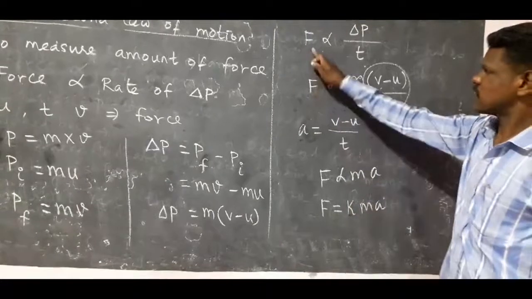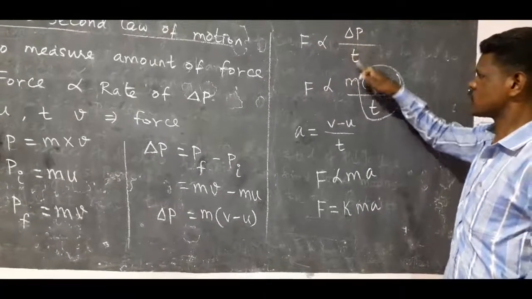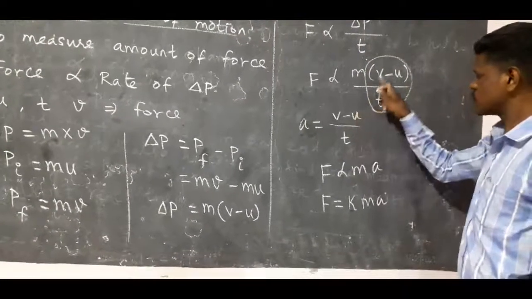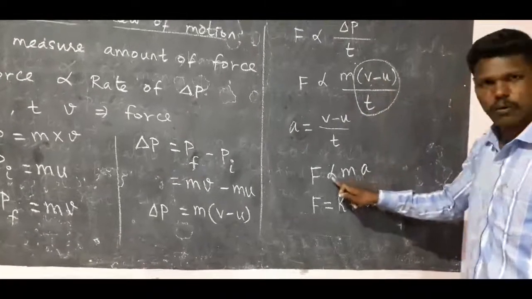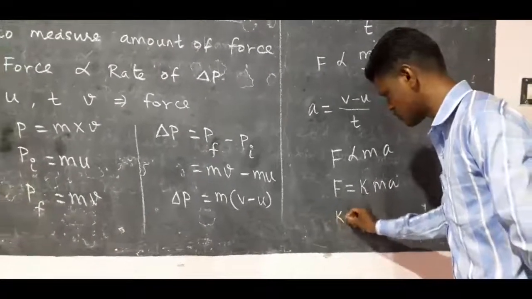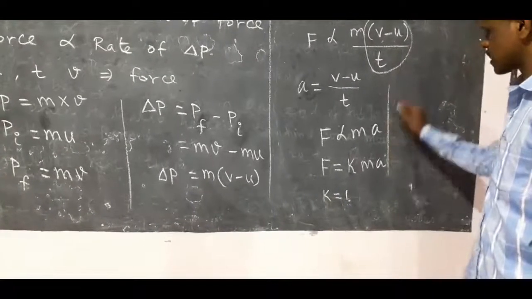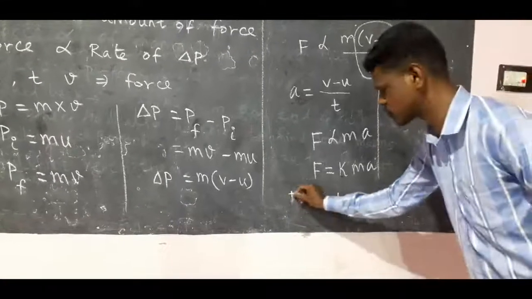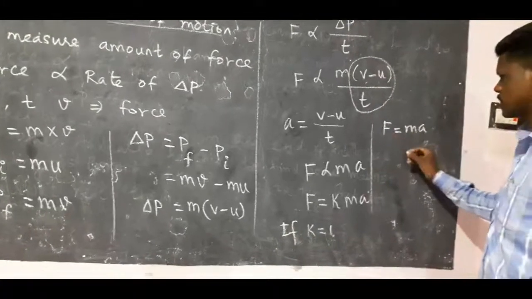First, the statement: force is directly proportional to the rate of change of momentum. Change in momentum divided by time taken, change in momentum is m into (v minus u), divided by t. So here (v minus u) divided by t is a, so we substitute a for this. We take out the proportionality and substitute a constant, and that constant should be equal to 1. Therefore we can write F is equal to m into a, if k, the proportionality constant, is 1.